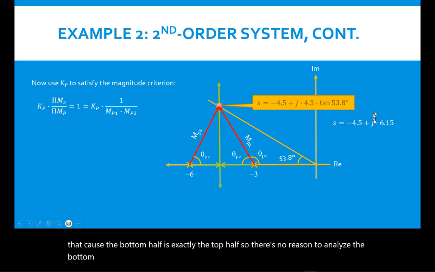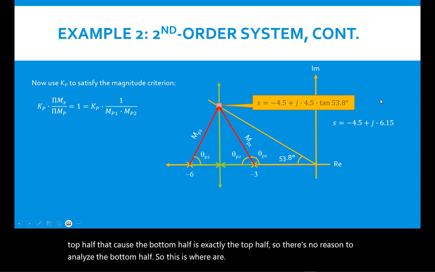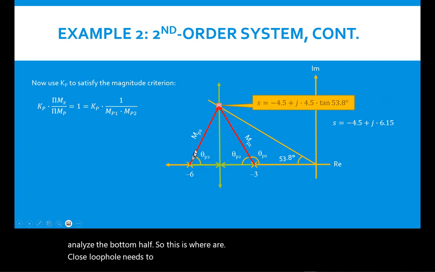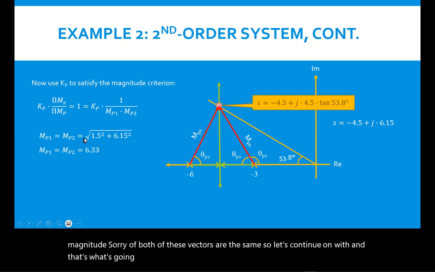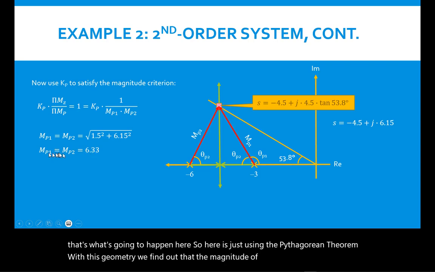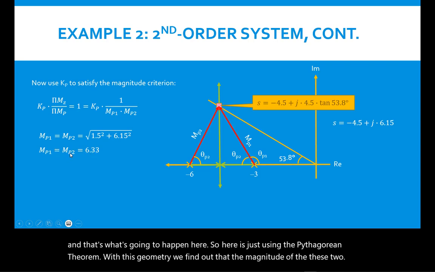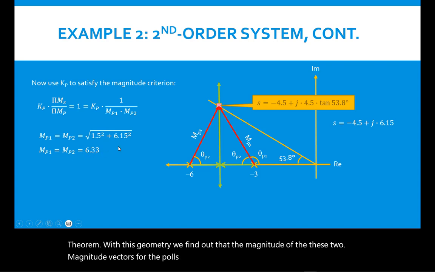So this is where our closed loop pole needs to be, and that gives us the magnitude of both of these vectors, which are the same. So let's continue on with that. Here we are just using the Pythagorean theorem with this geometry. We find out that the magnitude of these two pole magnitude vectors is 6.33.